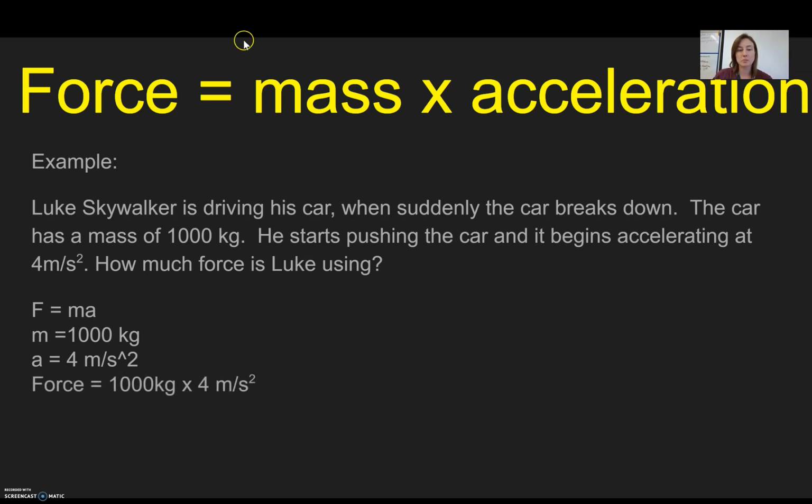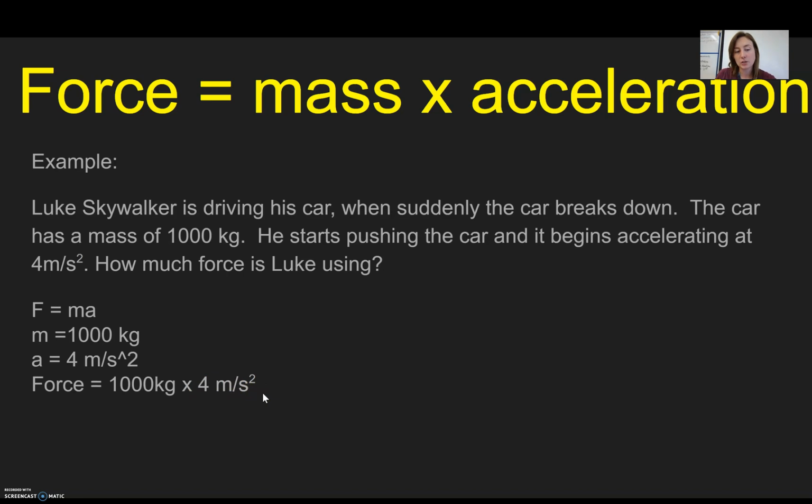Now we add those numbers into the equation. So the equation was force equals mass times acceleration. So we're going to type it out, but instead of typing mass and acceleration, we're going to type the numbers. So force equals 1,000 kilograms instead of m, 4 meters per second squared instead of a. So type that out: 1,000 kilograms times 4 meters per second squared.